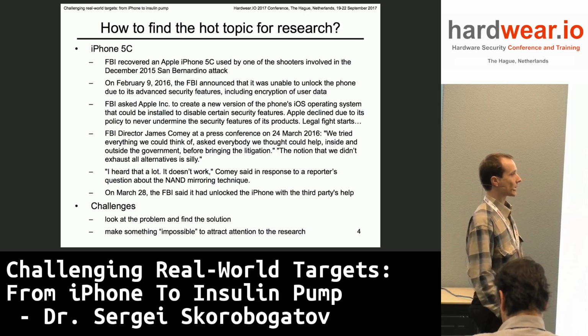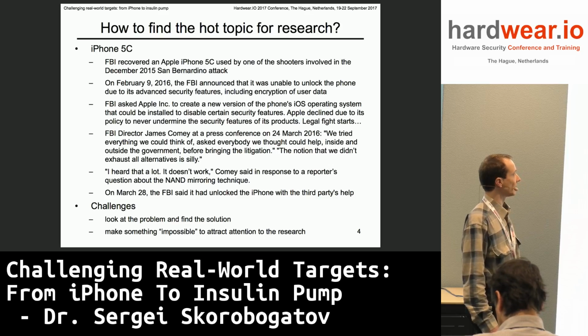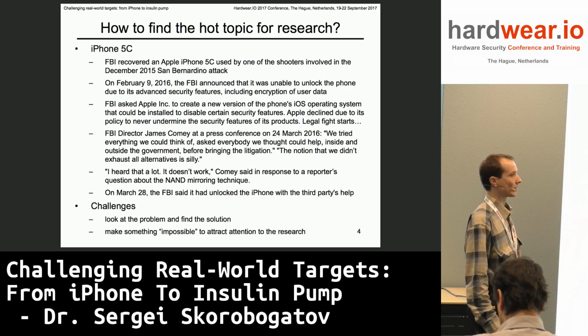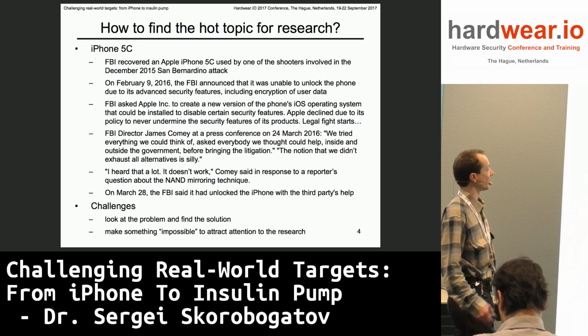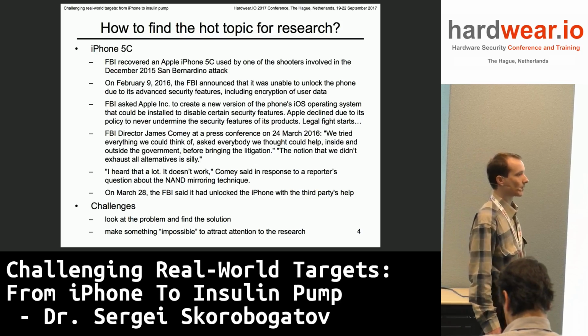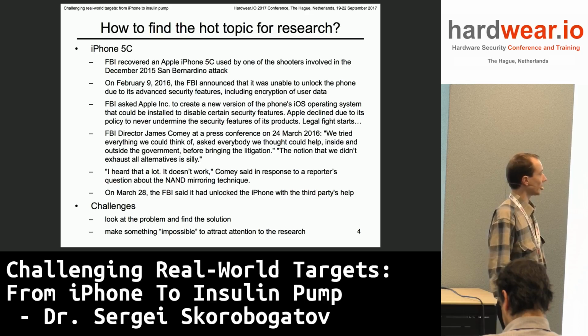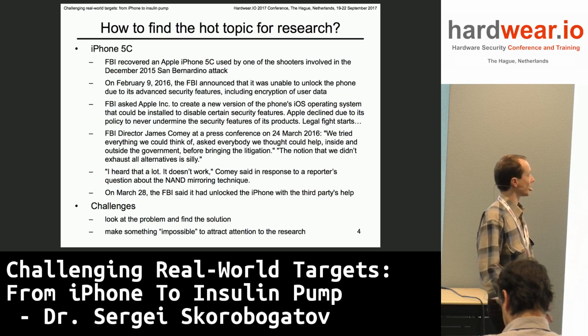The important question in any security research is how to find the best topic for the research. And usually those topics come from real life. You just look around and you see what's going on. So for example, how it unfolded with iPhone 5C, as you may remember, FBI wanted to recover information from an iPhone used by one of the terrorists, and they tried to get the information themselves, and at some point they announced that they cannot get any further without help from Apple.